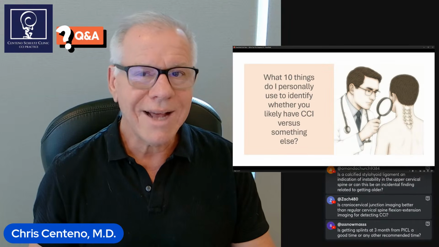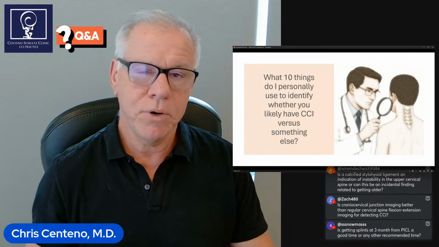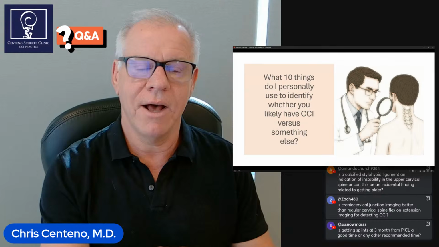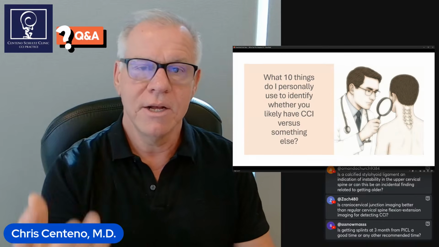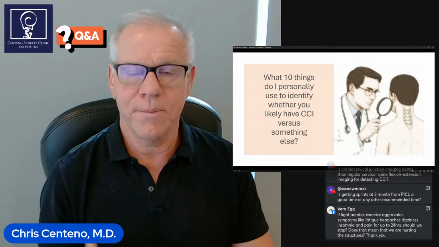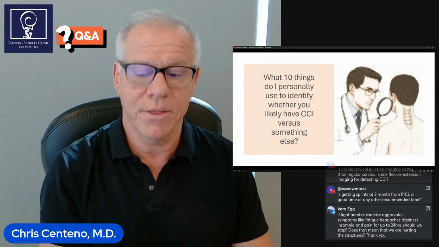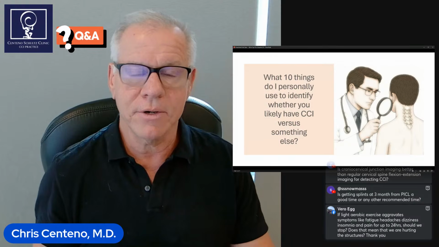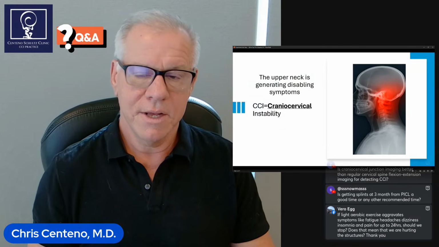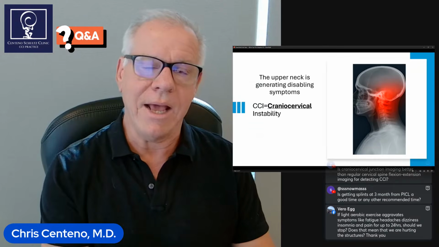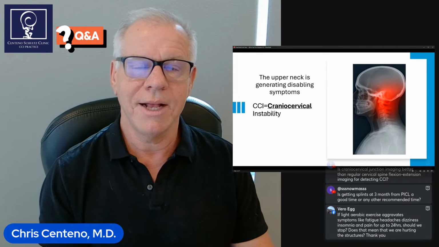So what top 10 things do I personally look at to push me in the direction of that person I'm looking at, whether it's initial evaluation, just looking at their information in a pre-screening, or whether it's actually just reading a Reddit thread to determine that that person has craniocervical instability. So the upper neck is generating symptoms in craniocervical instability. And that's the first thing.